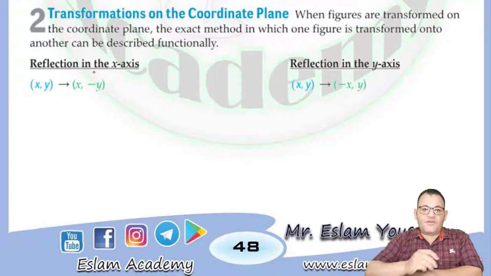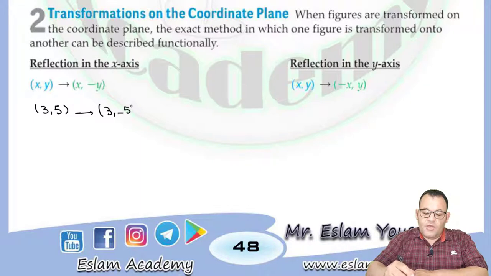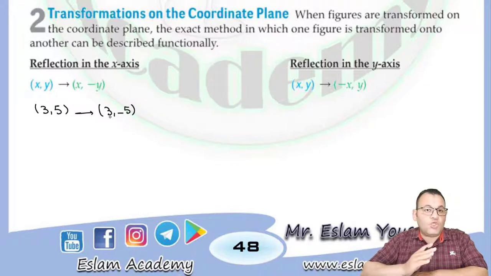Now how can we find the transformation in the coordinate plane? The first one is reflection. Reflection on x: suppose that we have a point (x, y). Its image, if we have reflection on x, changes the sign of y. So the image will be (x, negative y). So suppose that we have the point (3, 5). Its image by reflection on the x-axis will be (3, negative 5). We just change the sign of y. If it's negative, it will be positive. If it's positive, it will be negative. If it's 0, it will be the same, 0.